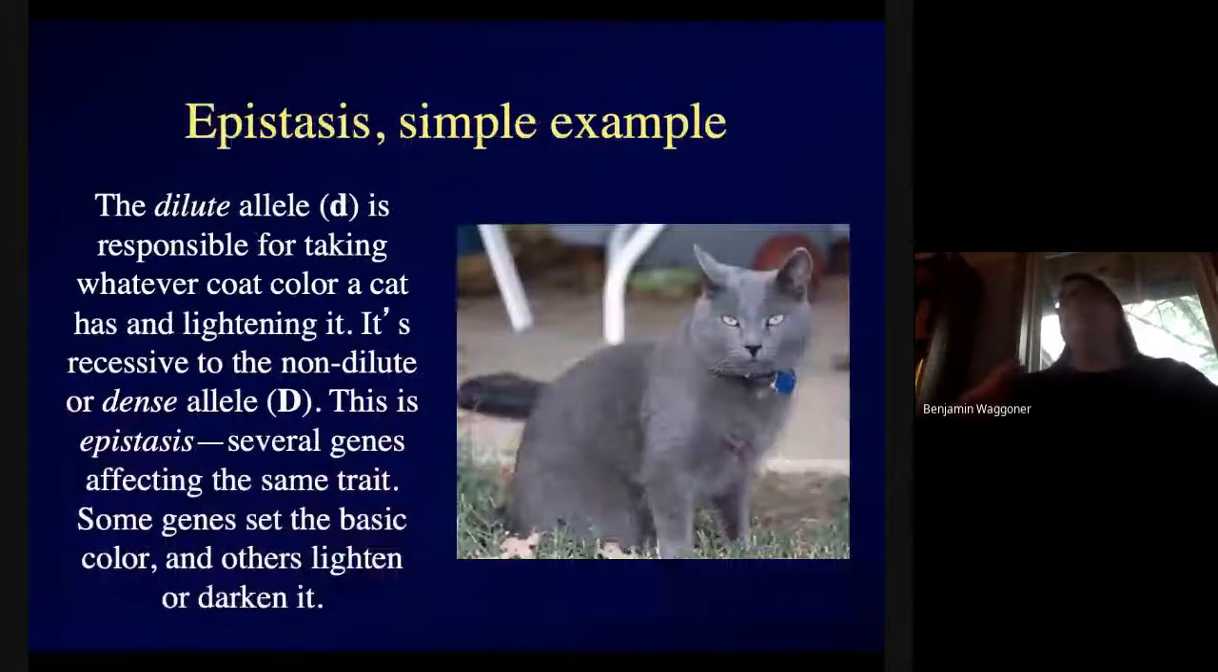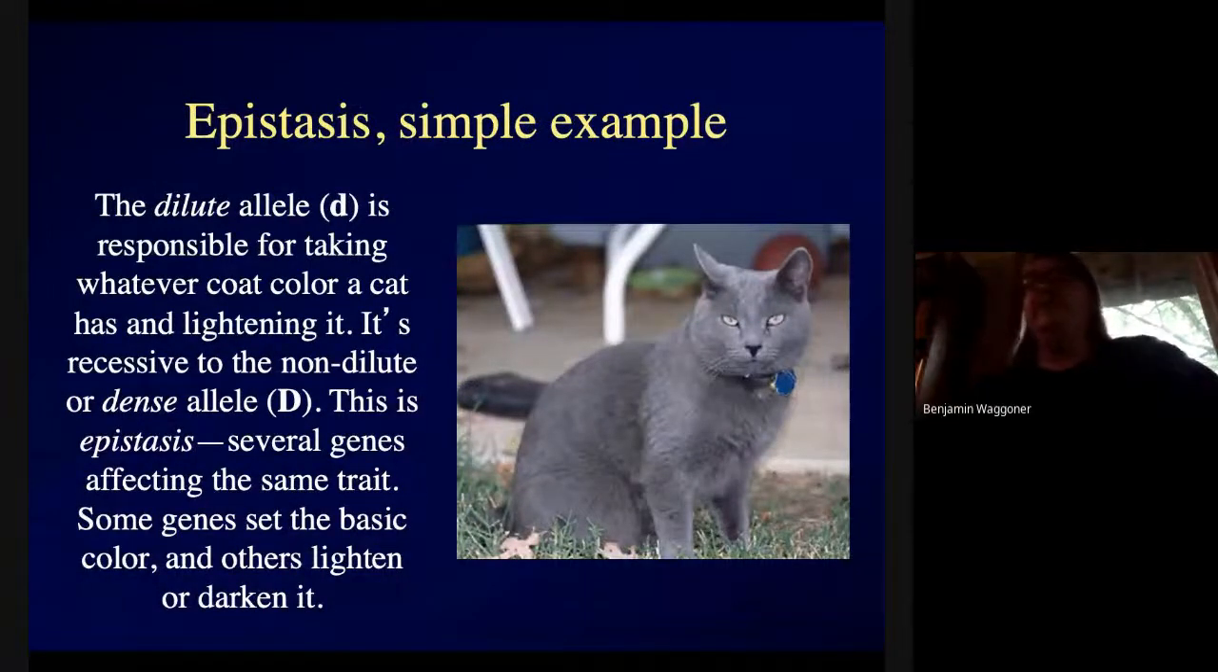Okay. We also have to get into a phenomenon that's very, very common called epistasis. And what that means is you have several genes that affect the same trait. And you can have one gene with alleles that modify the effect of another gene. So this cat right here, breeders would call this blue. This may be what they call a Russian blue cat, although it looks to me more gray than blue.